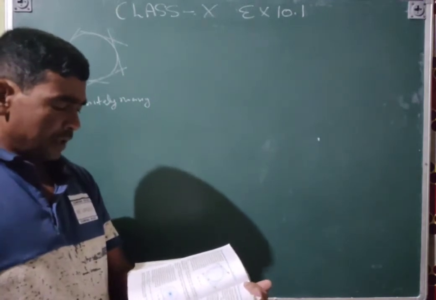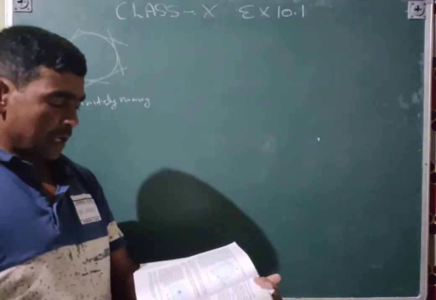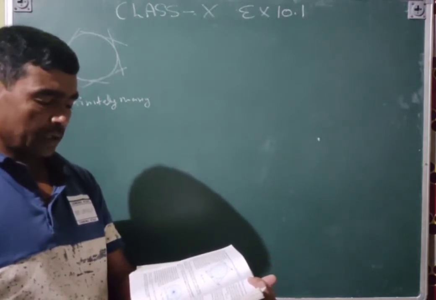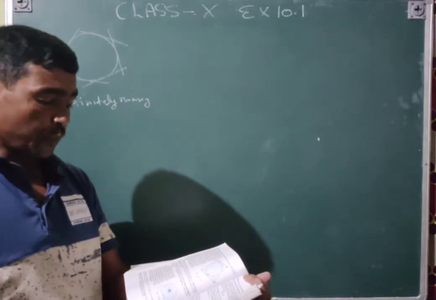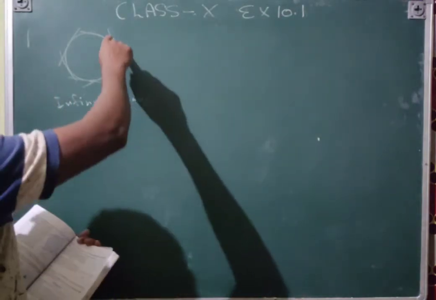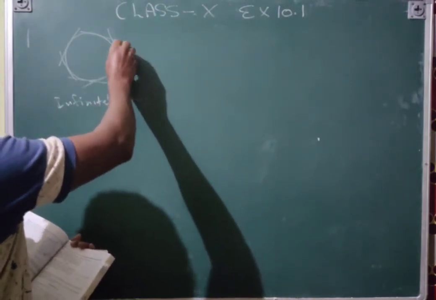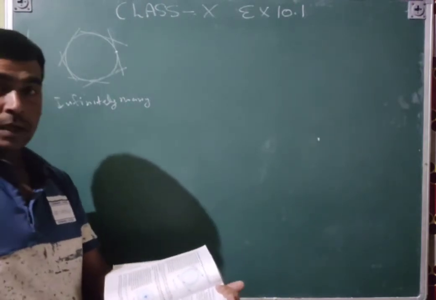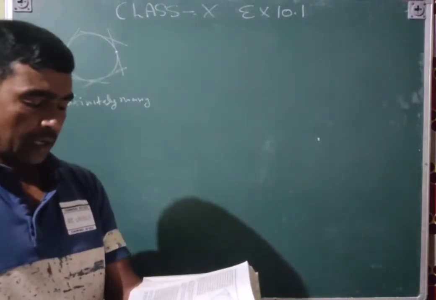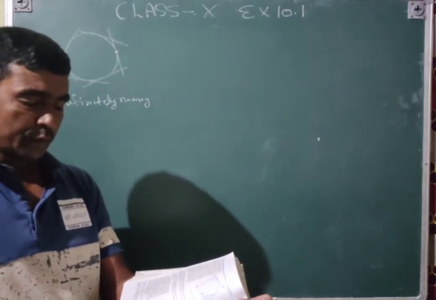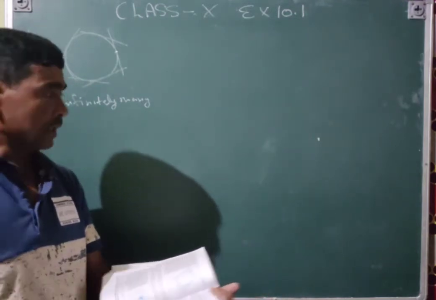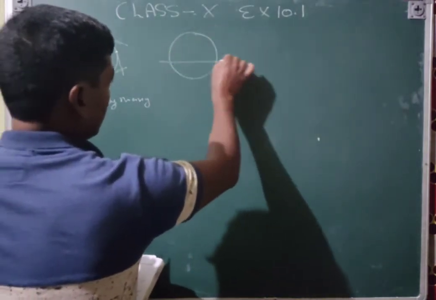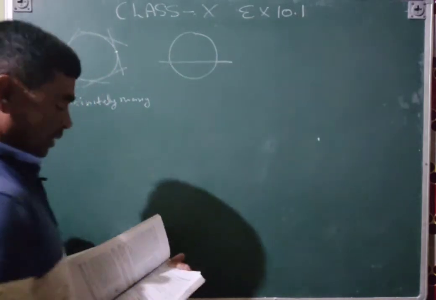And then fill in the blanks. First, a tangent to a circle intersects it in one point. If you are drawing one circle, then a tangent touches the circle only one time. Second, a line intersecting a circle in 2 points is called a secant. See that here, that is a secant. It touches on 2 points, this is a secant.